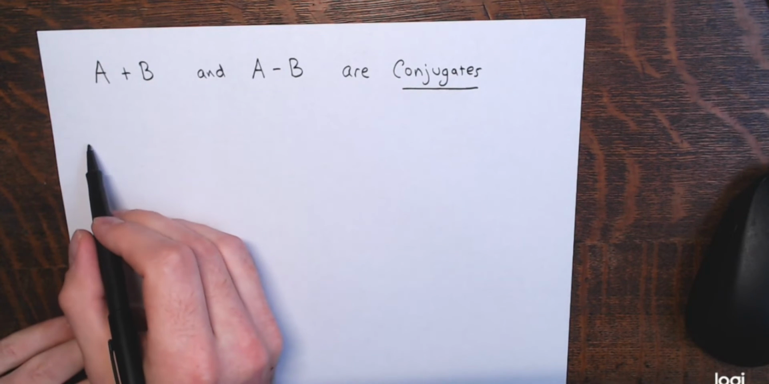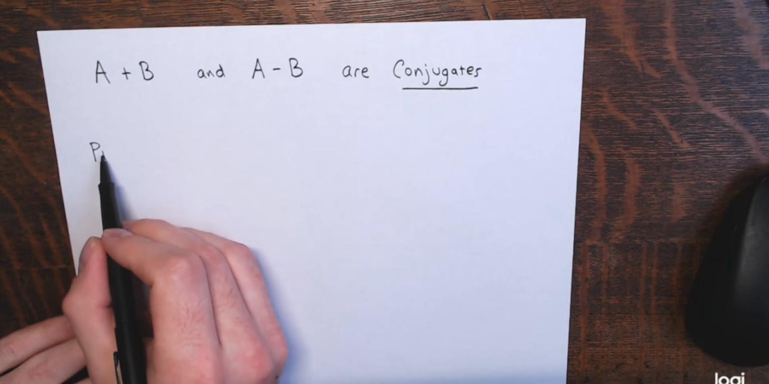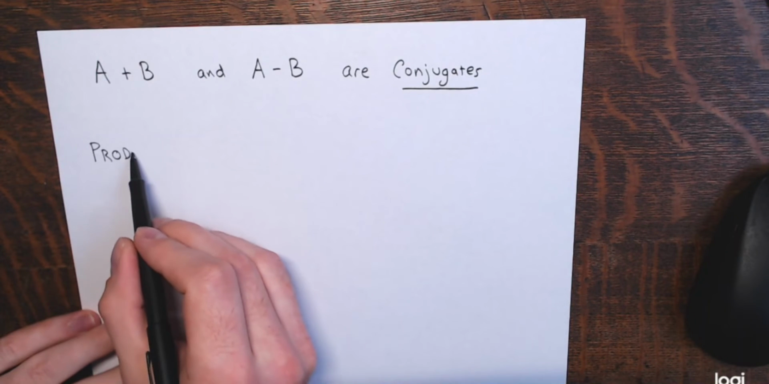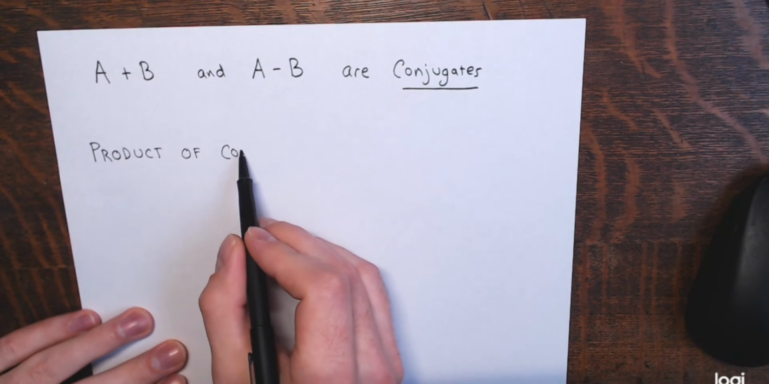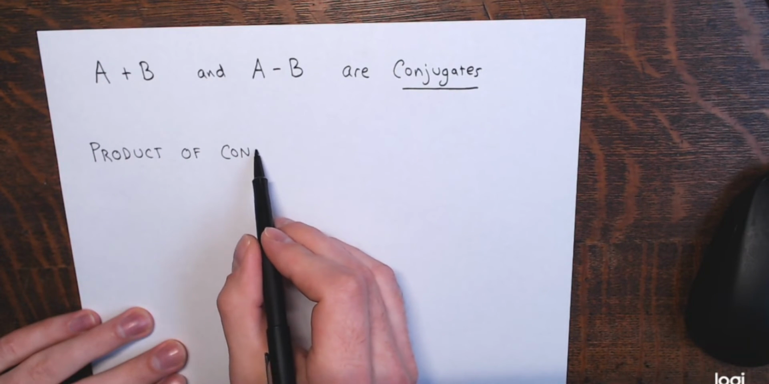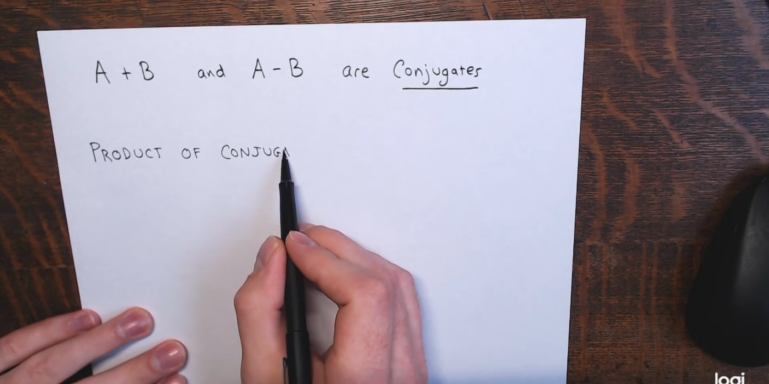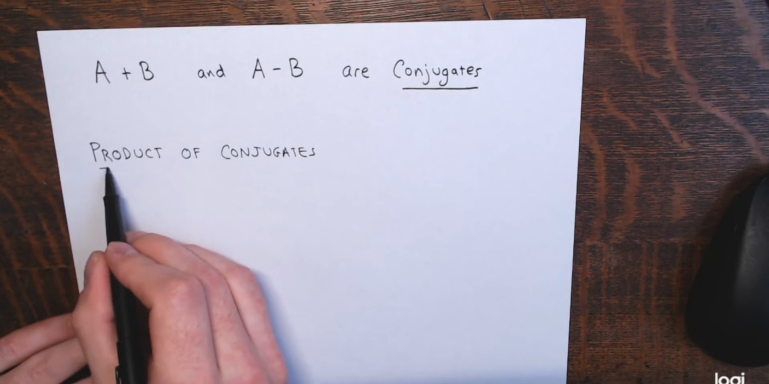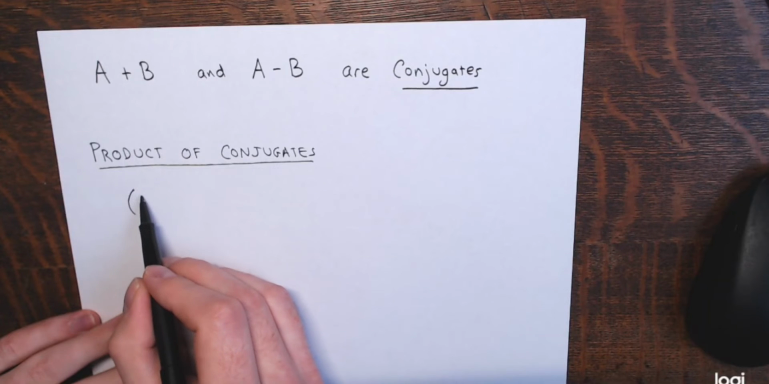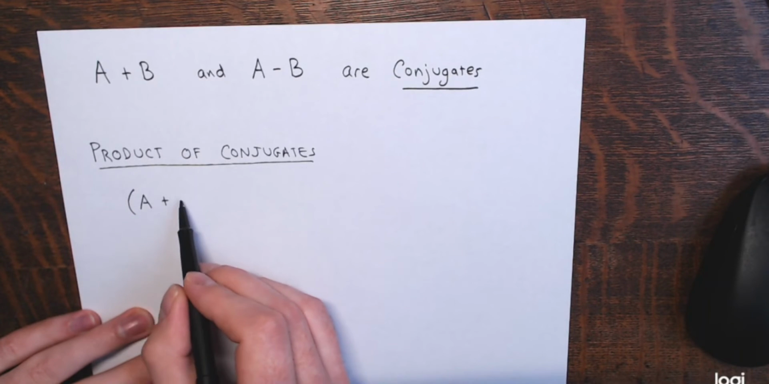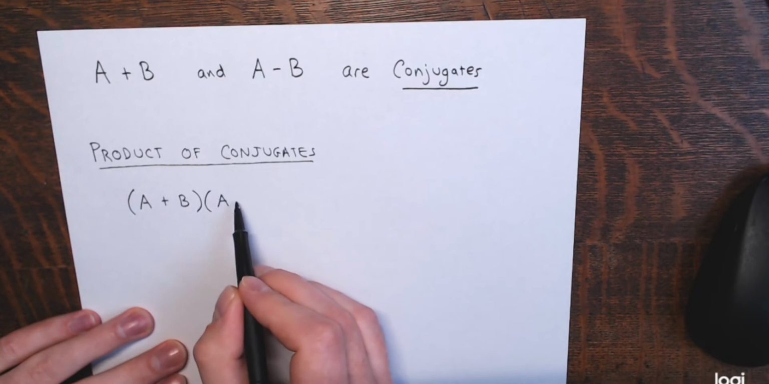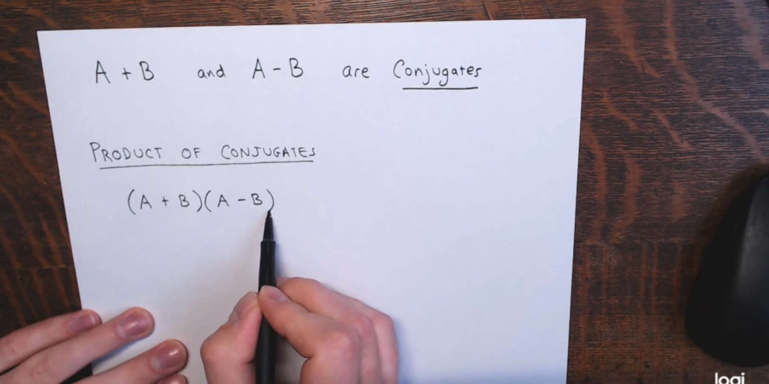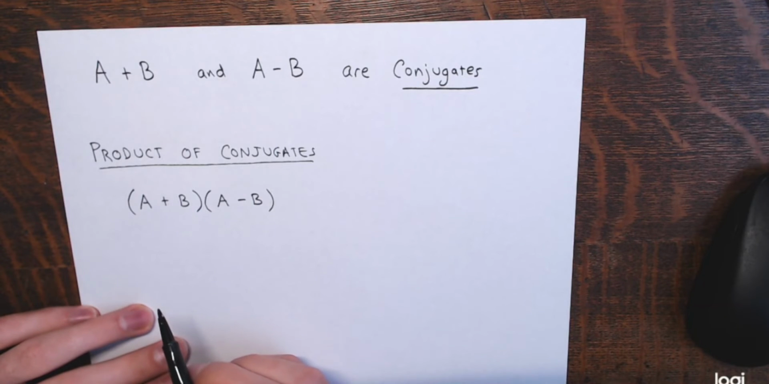Now let's look at what happens when we get a product of conjugates, when you multiply two expressions that are conjugates. So if I take a plus b and multiply it by a minus b, or the other way around, you could do a minus b times a plus b. It doesn't matter what order the factors of a product come in.